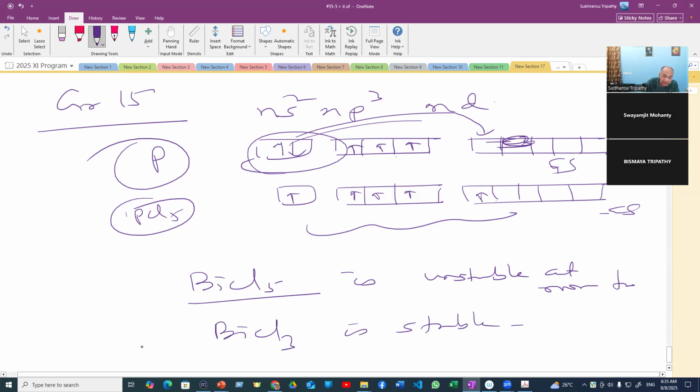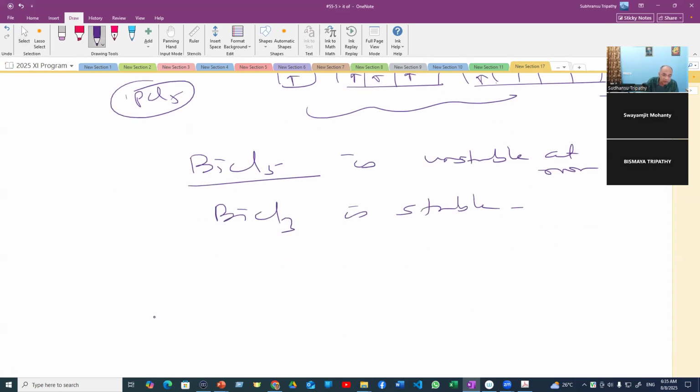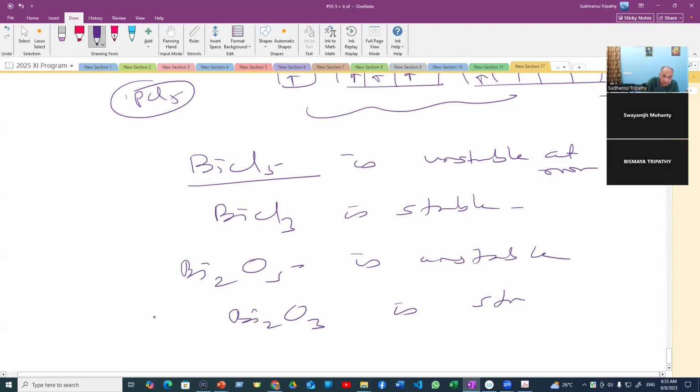Similarly, bismuth pentoxide is unstable. Same inert pair effect is the reason, while bismuth trioxide is stable. So this finishes our today's program.